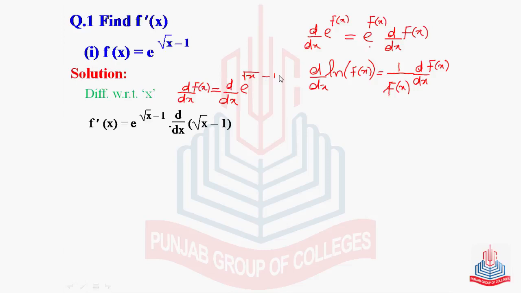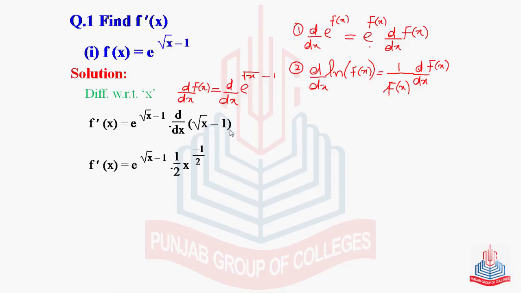Now comparing with these two formulas, 1 and 2, this is of the type of formula 1, which is e raised to the power square root x minus 1. So by consulting this formula, e raised to the power f of x will be as it is, and then the derivative will apply on f of x. You can see that here f of x is square root x minus 1. So when we differentiate this function, that will become e raised to the power square root x minus 1, and then the derivative will apply on this function, which is square root x minus 1.